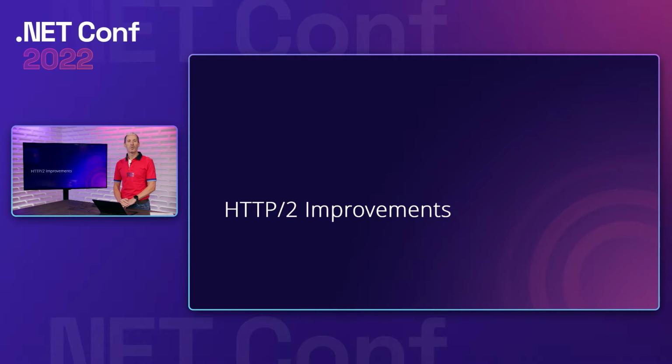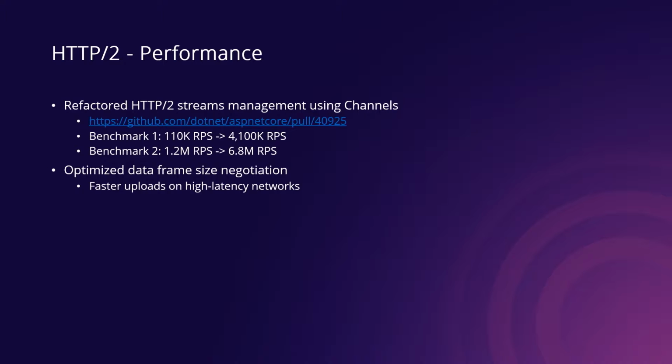Let's start with HTTP2 improvements. First with performance. So some new features in HTTP2 in .NET 7.0 for Kestrel. Main change in HTTP2 was from a refactoring of how it works internally to be using channels, which is an asynchronous concurrent queue that is used now to maintain streams over HTTP2.